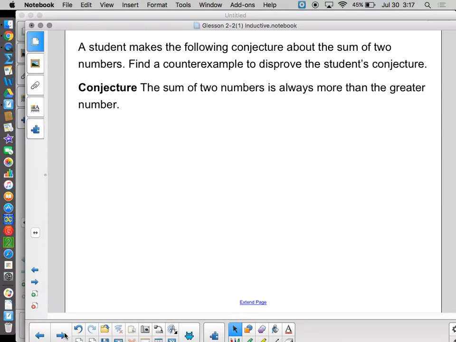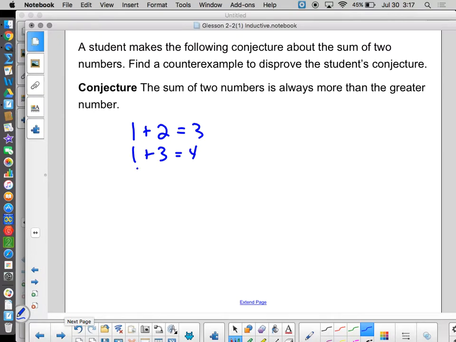And if I base that on a few observations, let's say I had some observations, say 1 plus 2 is 3, 1 plus 3 is 4, 1 plus 4 is 5. Yeah, the sum is always greater than, it looks like that's true. The sum is always greater than the larger of the two numbers being added. But it's not true. How can I prove that that's false? What's a way that I could prove that's false? What's a counterexample? And this is something, again, that creatively you need to come up with.